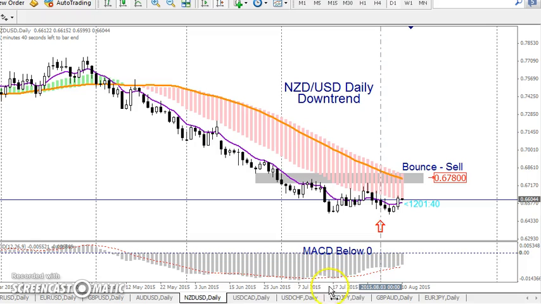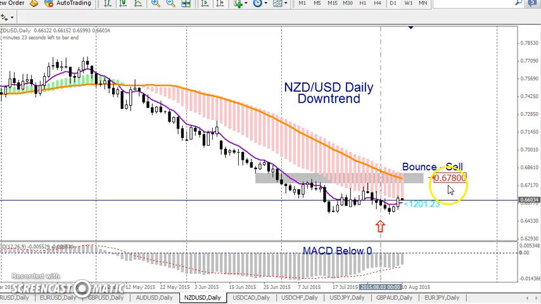Next pair is the New Zealand USD, almost similar to the Australian USD pair. Again, waiting for price to go higher, to come up to where the 50 SMA and the gray rectangle kind of meet in that area. This is confluence.